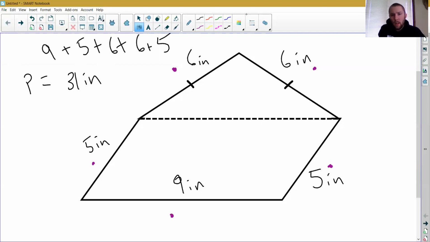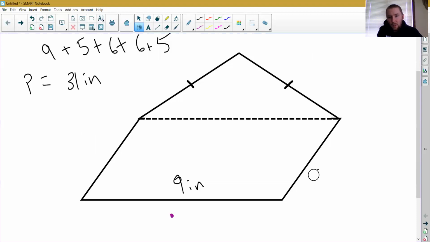So if I then want to look at the area of this particular figure, the 6 inches up here on the triangle are not actually helpful for me for that. And neither are the 5 inch sides on the parallelogram. Because again, I really need bases and heights for both of these shapes if I'm going to find their areas. So one thing that I recognize is that 9 inches is the base of this parallelogram. So I would have to be told what the height of the parallelogram is here in order to find the area of this part of the shape.